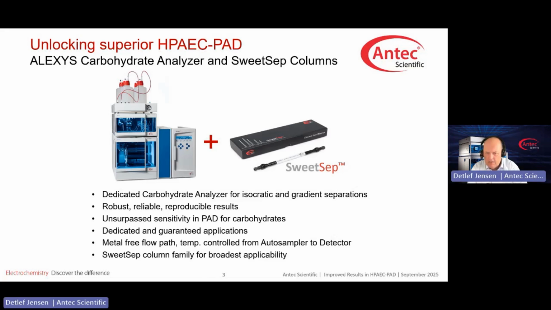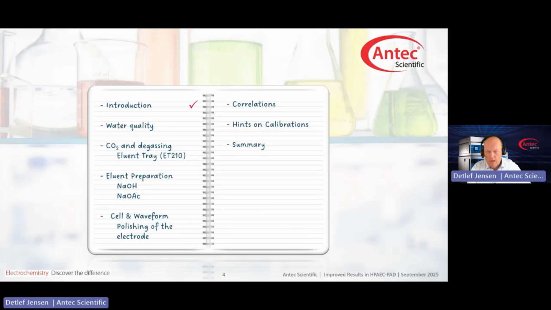It is this combination of specialized, dedicated, and optimized hardware with the state-of-the-art column family called SweetSep that provides us with the greatest flexibility, high selectivity, and sensitivity. This is essential for meeting the demanding needs of carbohydrate analysis. I promised to deliver a short and crisp introduction, and I think it was. Now, what else do we have to consider when running HPAEC-PAD? Please allow us to dive into the question about water quality.